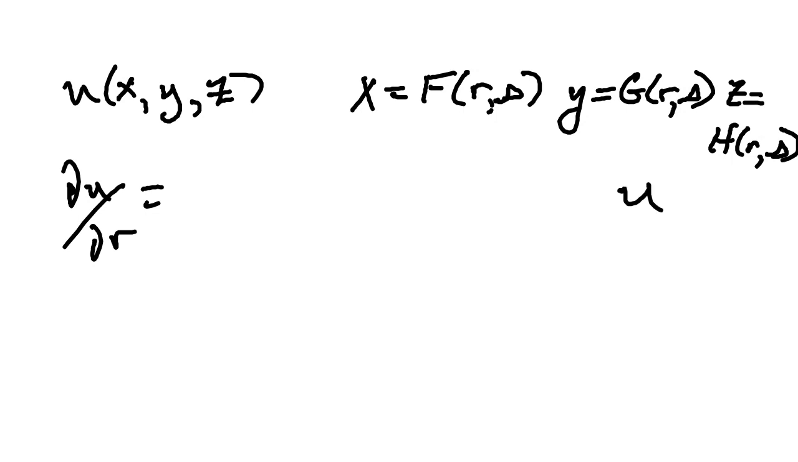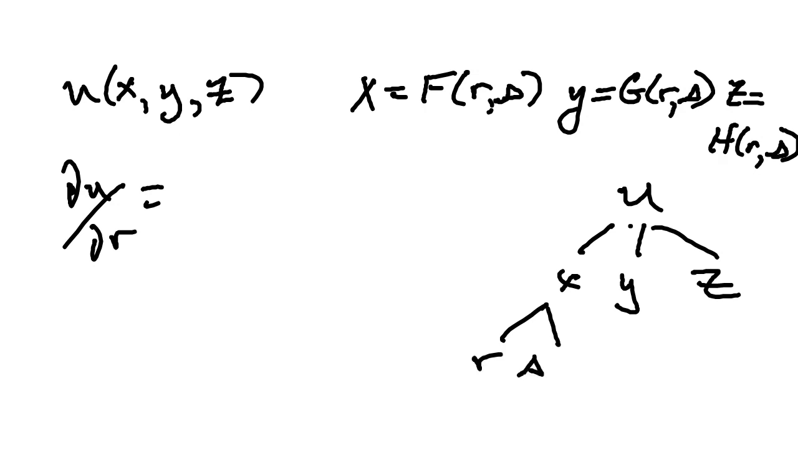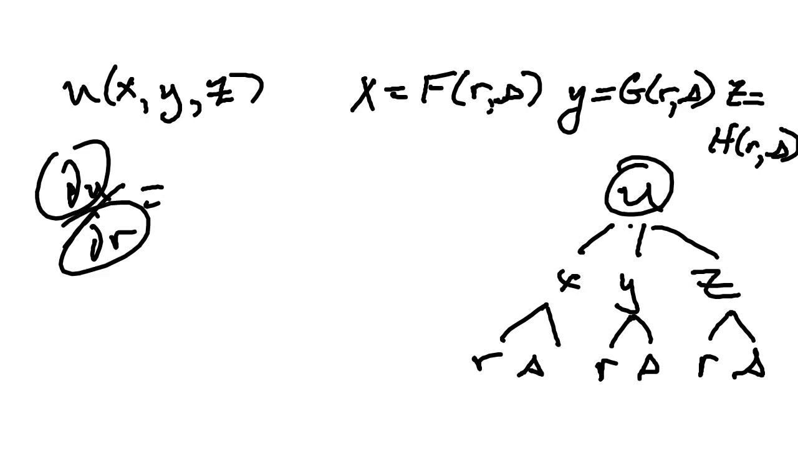So here I've got u, and I know that u gets split. It is a function of three variables, x, y, and z, and then x is split into two variables. x is a function of r and s, y is a function of r and s, and z is a function of r and s. Okay, so what do I want? I want the partial of u with respect to r.